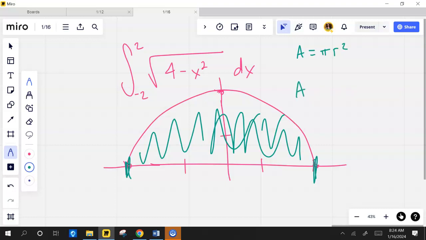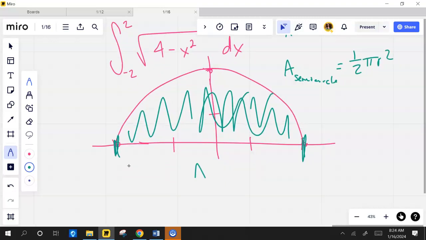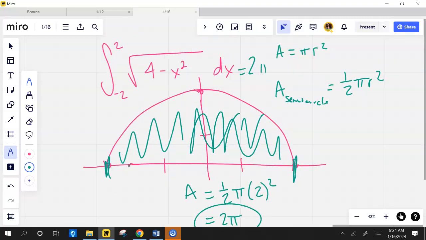so my area here of my, I guess I'll put semicircle, 1/2 pi r squared. Well, what's your radius? 2. So 1/2 pi times 2 squared, 2 pi. So this equals 2 pi. That's it.